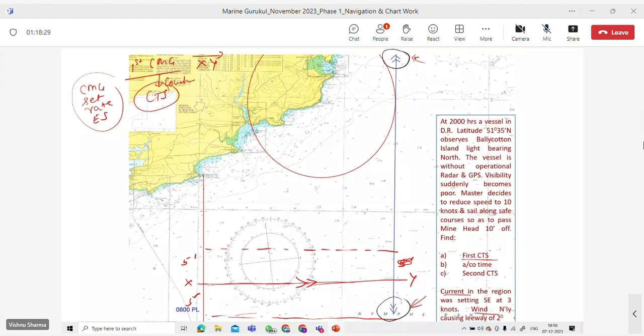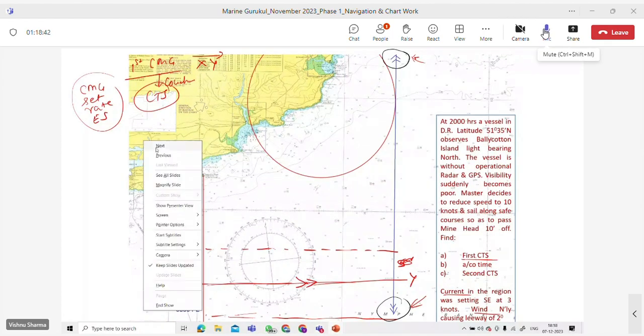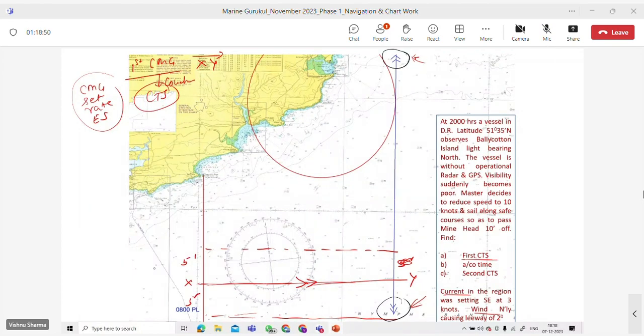If you have to counteract both, what do you counteract first, beta? Current. Current, okay. So what do I do? If XY is the CMG I have taken, then where will I draw the current? At X or Y? X, sir. At X.